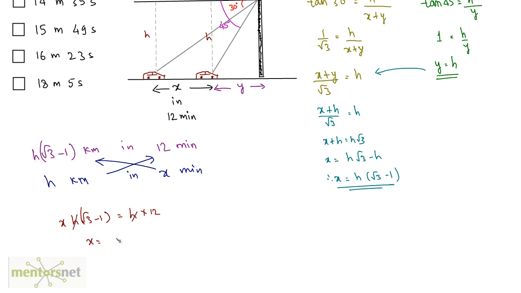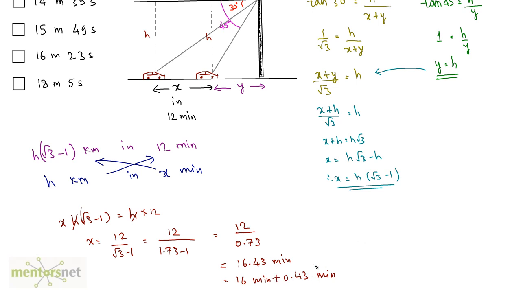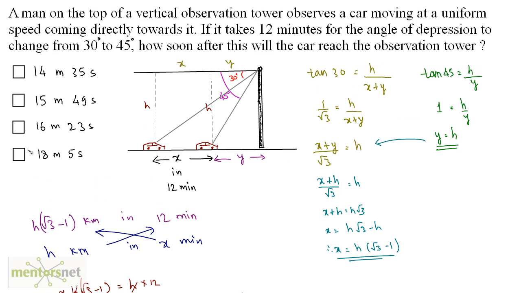x is equal to 12 by root 3 minus 1, right? So this is 12 by 1.73 minus 1, and that's 12 by 0.73. Okay, and if you solve that, you'll get 16.43 minutes. Now that's 16 minutes plus 0.43 minutes. And if you calculate what is 0.43 minutes, you'll get it as 23 seconds. So this is 16 minutes 23 seconds. So we have our answer, and that is option C.